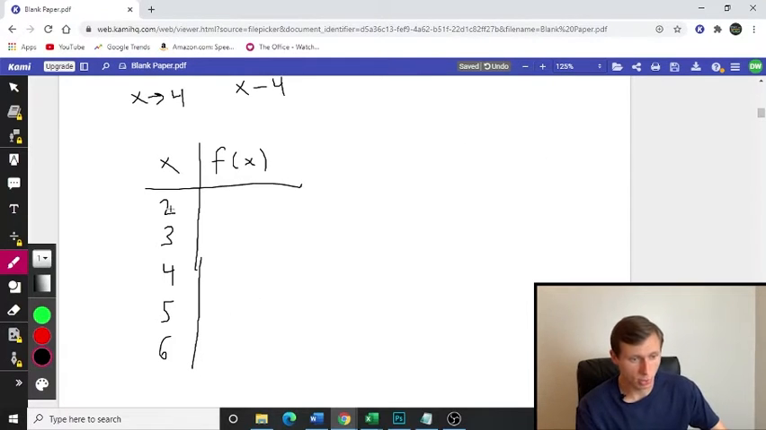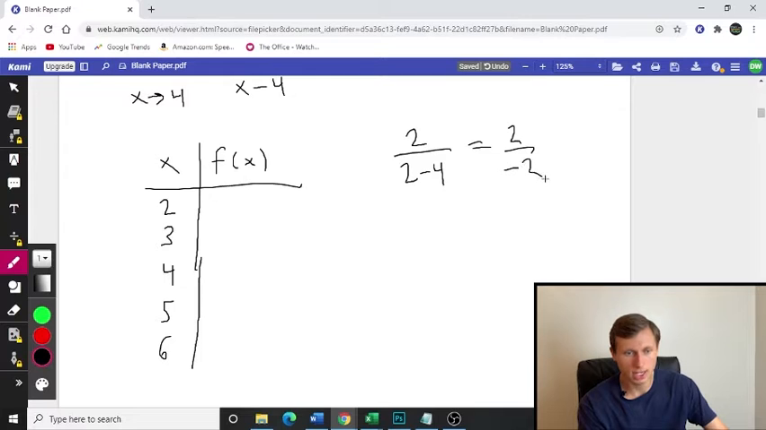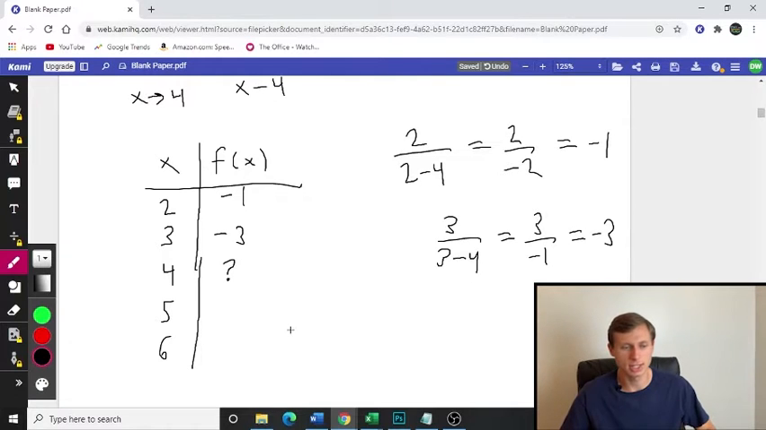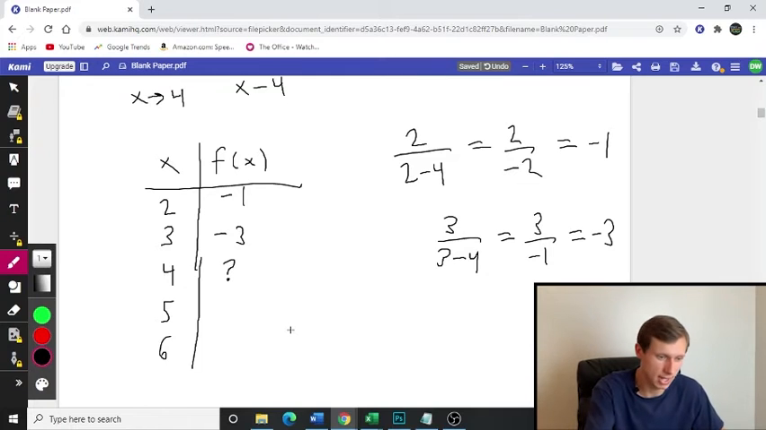So, first of all, with 2, if we plug in 2, we get 2 over 2 minus 4. It's going to be 2 over negative 2, which is just negative 1, so we get negative 1 for 2. Now let's do 3. 3 over 3 minus 4 would give us 3 over negative 1. That's negative 3, so negative 3 there. For 4, I'm just putting a question mark because, again, we're getting 0 in the denominator. We can't have that. I'll just put a question mark there, it doesn't matter.